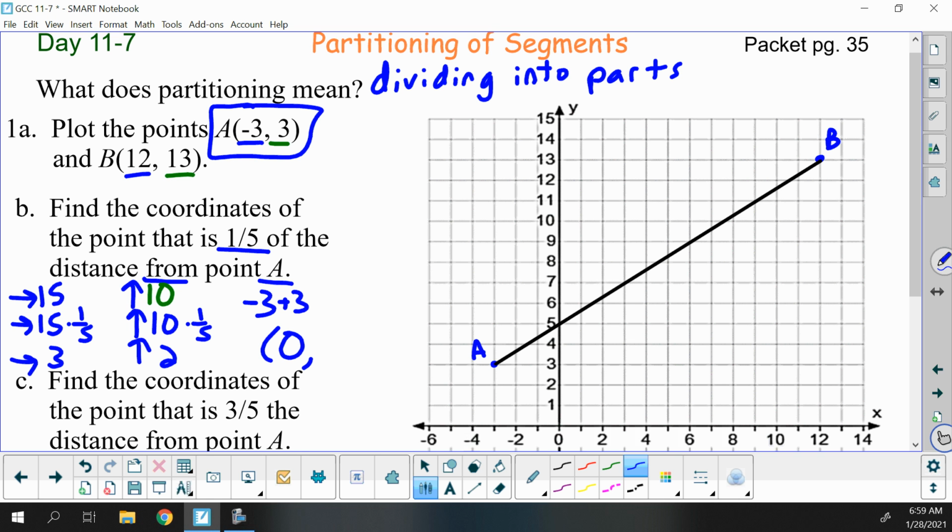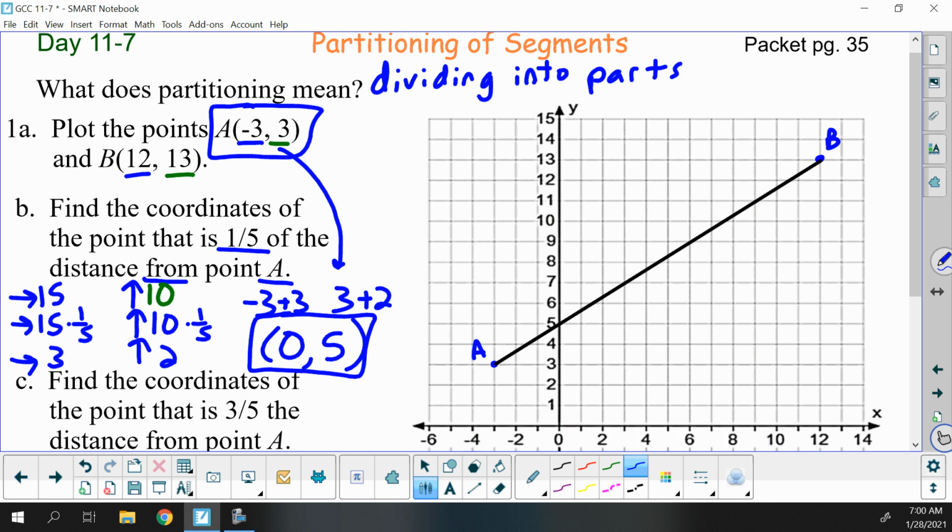For y's, when you move up, that's in the positive direction, so you'd be adding. When you move down, that's in the negative direction, so you'd be subtracting. We're moving up 2, so we're going to start with A's y value. That's just coming from right there. Then add the 2 that we want to move up, so that tells us our new y value is going to be 5.